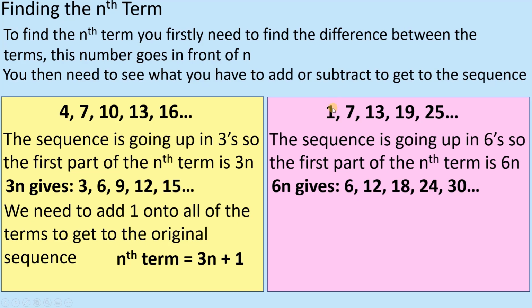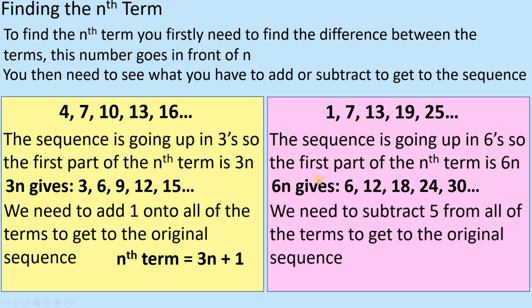What I've got here is 5 less than this one. That one is 5 less than this one. That is 5 less than this one. So it's 5 less every single time. So what do I need to do to 6 to get to 1? I need to take away 5. So my nth term is 6n minus 5. That's the nth term, essentially.